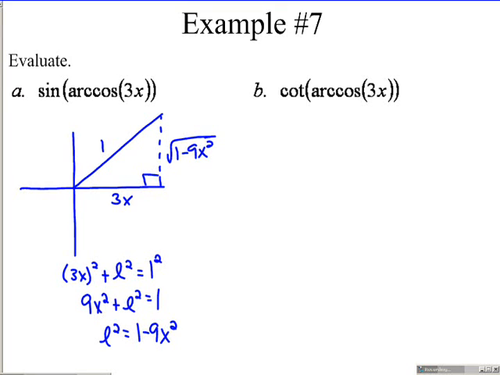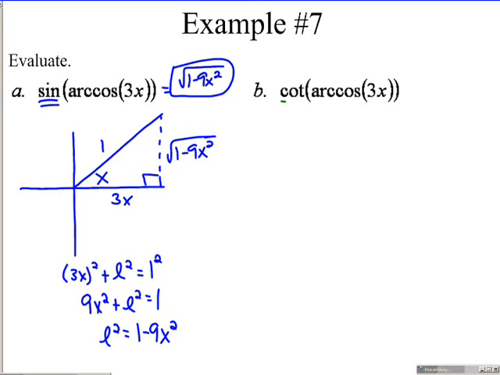And now we want to find the sine. There's the angle that has the cosine value of 3x, and we want to find now the sine of that angle. Sine is opposite over hypotenuse, so that's over 1, which is just that.